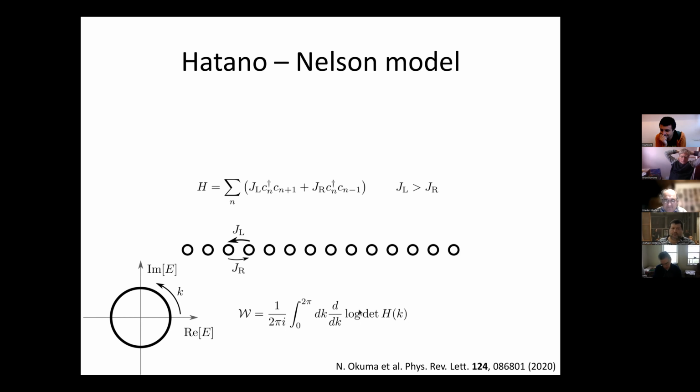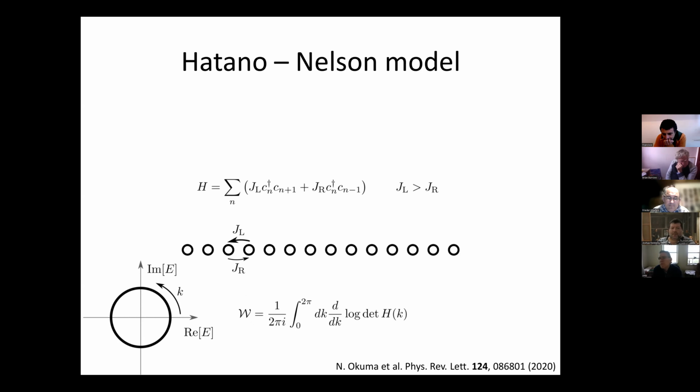Here I'm writing the general formula, which involves the determinant of the Hamiltonian. For a simple one-band system like the Hatano-Nelson model, you don't need the determinant because h of k is a scalar. But in general, if you had a multi-band system, you would have to take the determinant, and then the collection of all the bands would collectively form a non-zero winding in the complex plane. So this topological invariant of the Hatano-Nelson model produces some physical consequences.